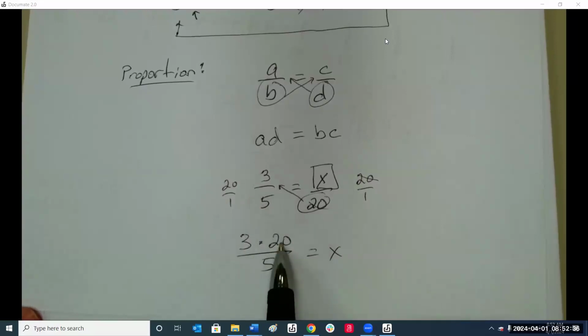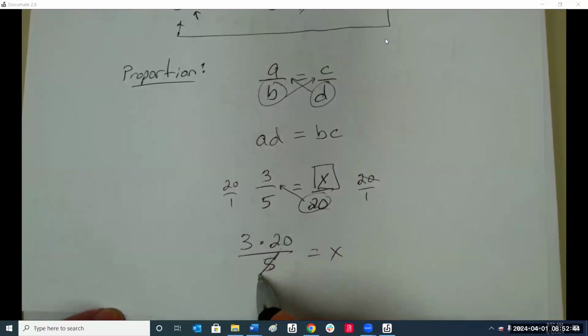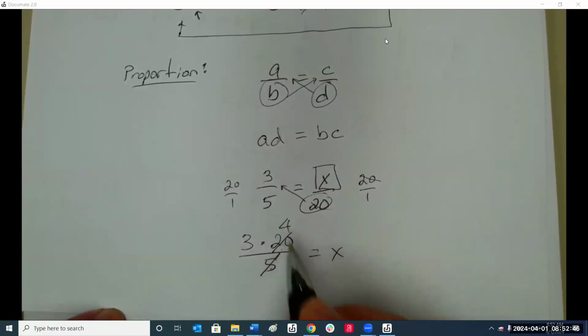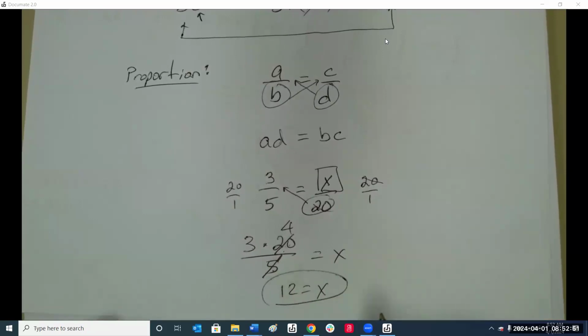So when you put 20 over here, why is this simpler? Because now we can see how many times 5 goes into 20. Yeah, so 5 goes into 20 4 times. So 3 times 4 is 12. It's much easier than looking at 3 times 60 divided by 5, because then you have to do division, you have to break it down even further.